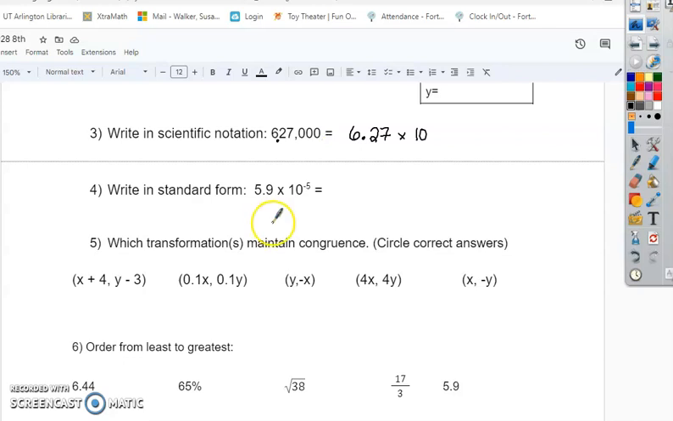However, on number 4, the exponent is negative. So I'm going to tell you, I already know my answer is going to start with a 0, okay? So remember, once you do your dips, rewrite it without the dips. Which transformations maintain congruence? That means they stay the same size. So if you have a number in front of the x and a number in front of the y, you're going to cross those out, okay? Everything else should maintain congruence.